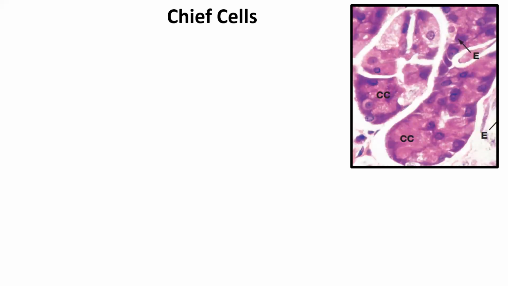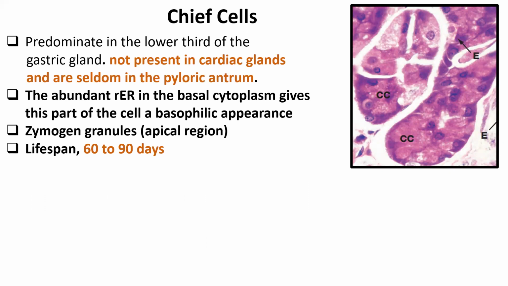The other cells we're looking at here are the chief cells. Again, they are predominant in the lower third of the gastric gland, not present in the cardiac area, and seldom in the pyloric. So usually the major part of the body. They have abundant rough endoplasmic reticulum in the basal cytoplasm, giving the cell this basophilic appearance. So when you look at them under the microscope, you can see this darker lower end here. That's why you can recognize these cells.